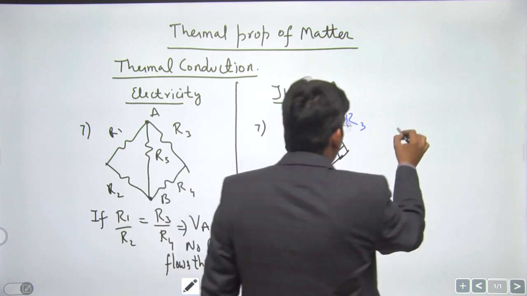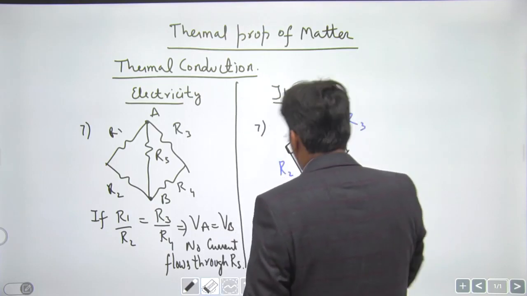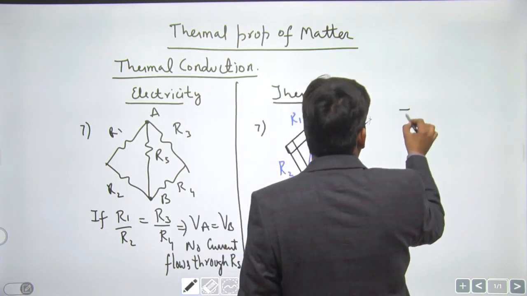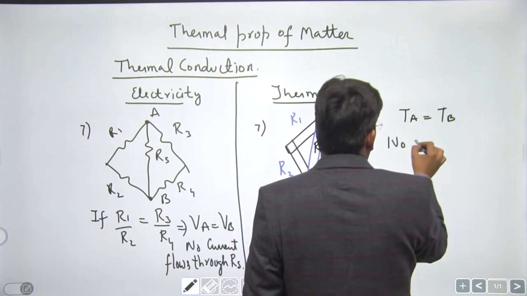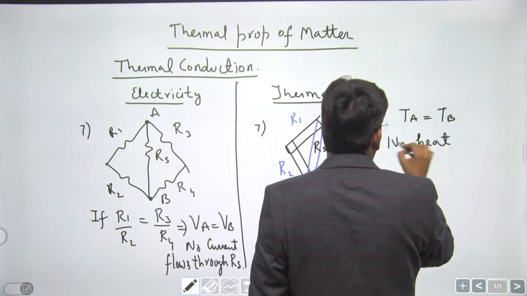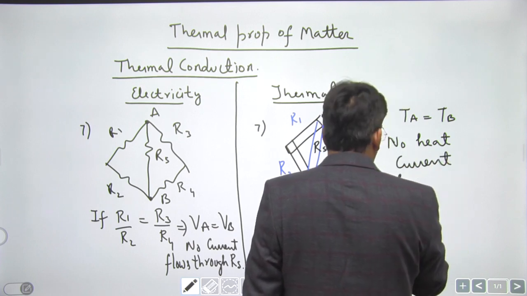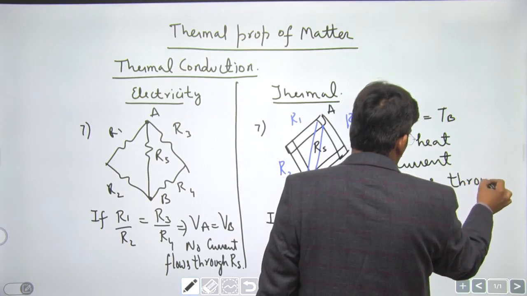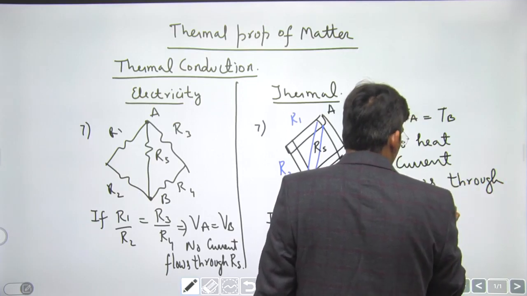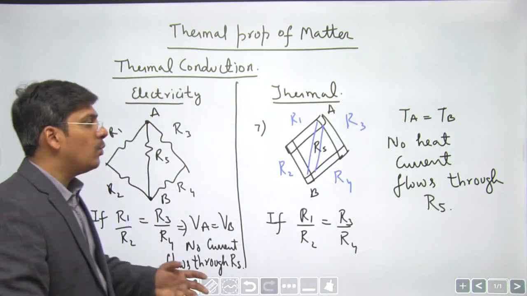then temperature at A must be equal to temperature at B. No heat current flows through R5, right? Dear students, kindly note this down.